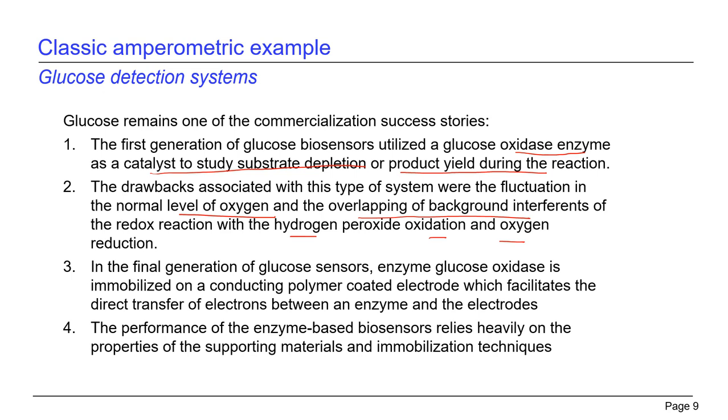And in the final generation of glucose sensors, the enzyme glucose oxidase was immobilized on a conducting polymer-coated electrode, and this facilitates the direct transfer of electrons between the enzyme and the electrodes. So instead of being indirect, it is now a direct transfer of electrons. The performance of these enzyme-based sensors relies heavily on the properties of the supporting materials and the immobilization techniques. So you can imagine there's a lot of different technology and ideas surrounding that. Much of that we're not going to go into. We're just focused on the overall aspects of glucose detection systems as an example of classic amperometric technology.